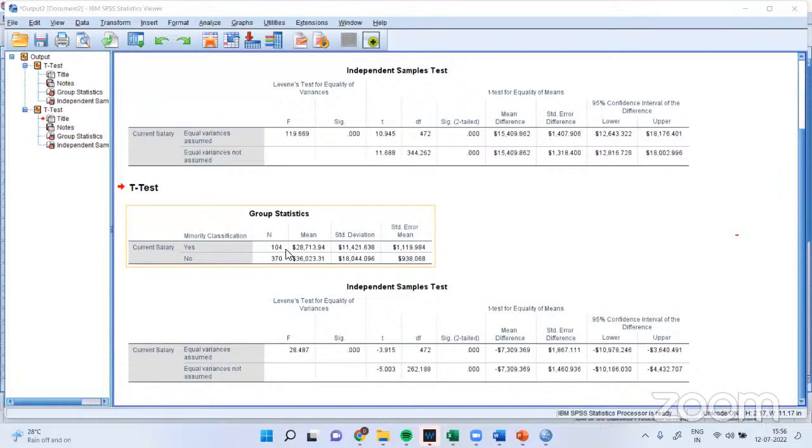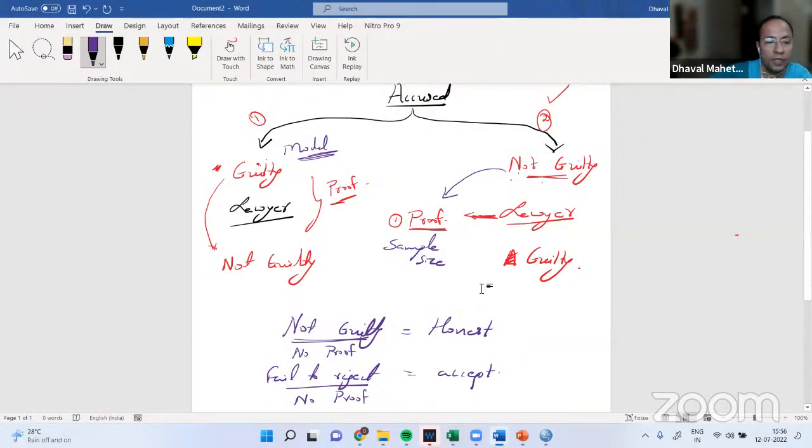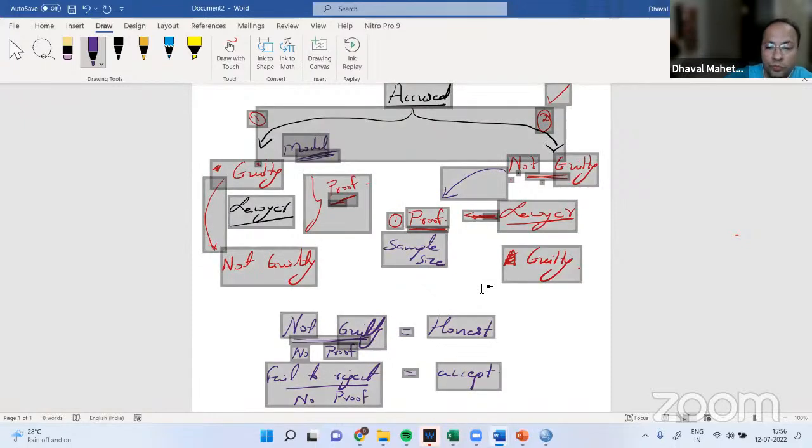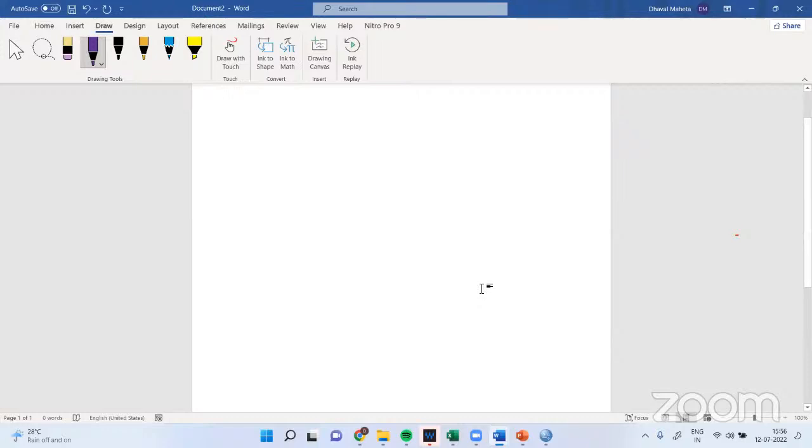What is the significance of this Levene's test for equality of variance? Okay. I wanted to take this topic with normality, but as you have raised the issue. Actually, we get two t values and two significance values. So which one has to be taken? Equal variances assumed and equal variances not assumed.